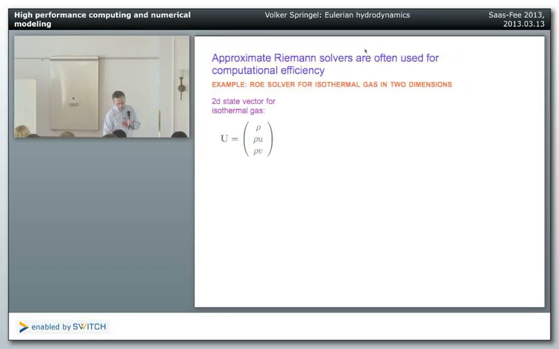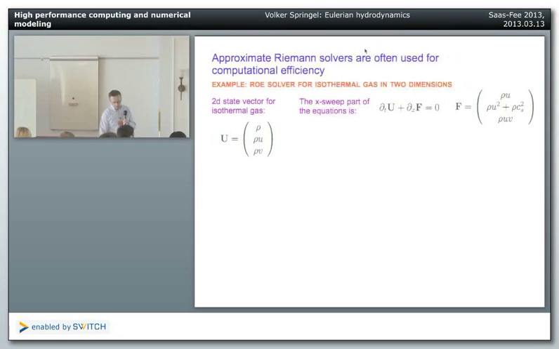I just want to give you one flavor of how this can be done, in the case of the Roe solver. Let's look at how this is done. Just for simplicity, let's consider isothermal gas. In 2 dimensions, the isothermal gas has a state vector of just the density, the momentum density in the x direction, and the momentum density in the y direction. And since it's isothermal, you don't have a thermal energy equation.